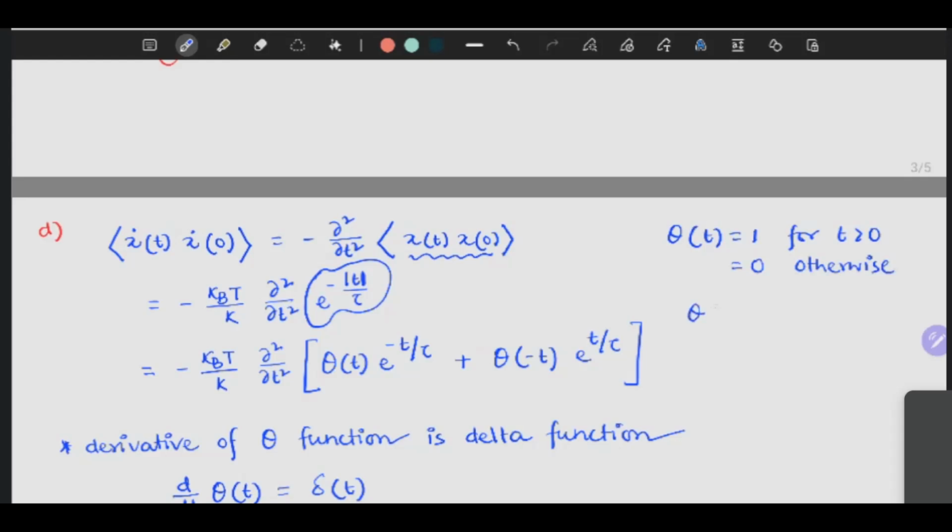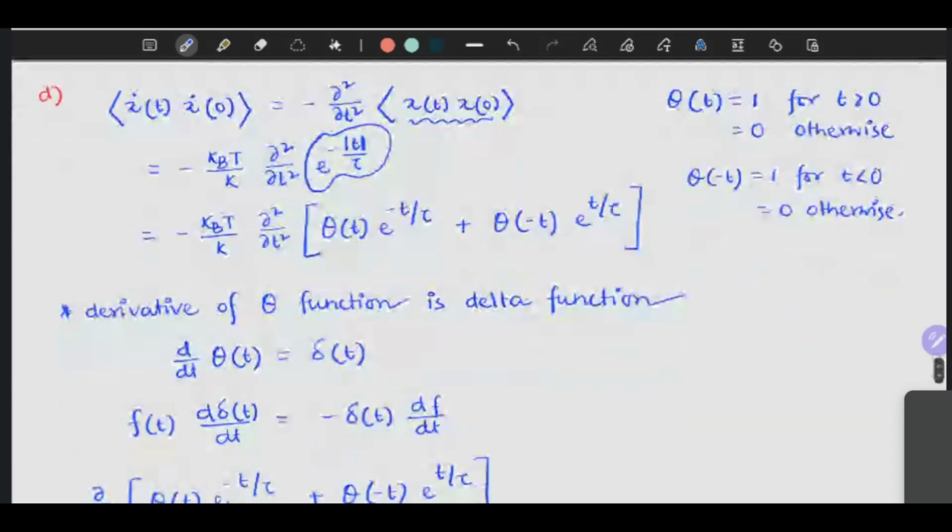Similarly, theta of minus t is 1 for t less than 0 and 0 otherwise. Okay, now if you think about it, that's why we have written this. Now here we have used a few things for our calculations. One thing is, if you take the differentiation of the theta function, that becomes this delta function, right?